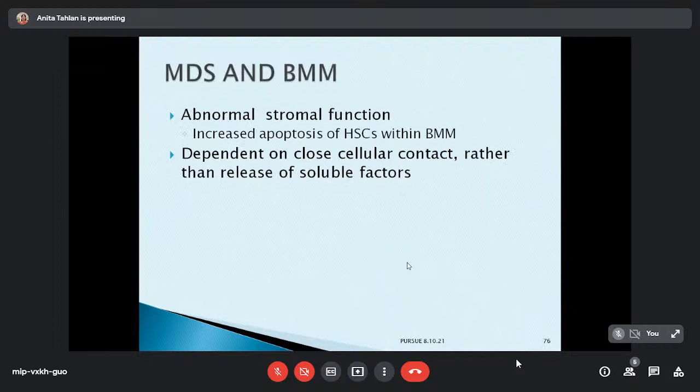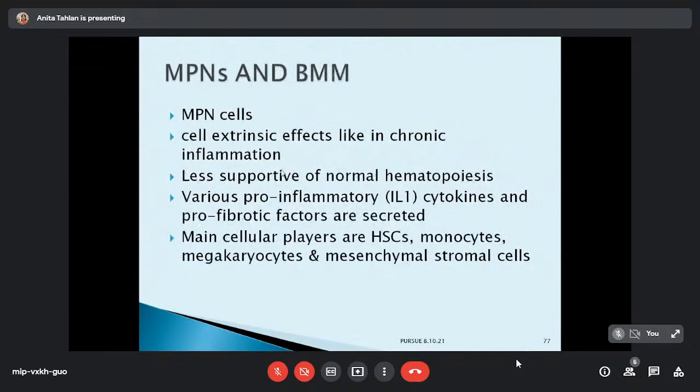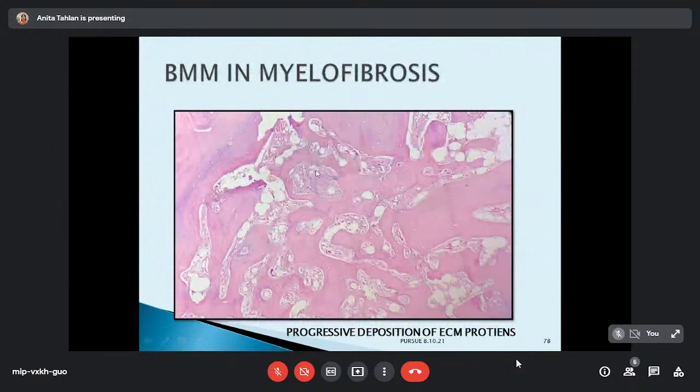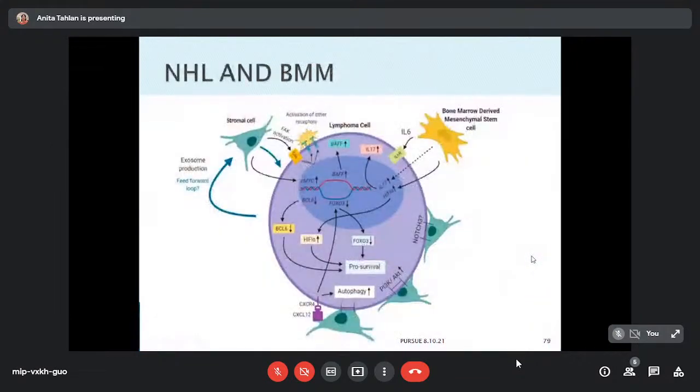In MDS, the increased apoptosis is possibly the most important mechanism, which is dependent on the close cellular contact, whereas in MPN, the cells become less supportive of normal hematopoiesis because of various inflammatory cytokines, pre-fibrotic factors are secreted. So the main players here are different, which are the mesenchymal stromal cells, and all this probably leads to more fibrosis and more extracellular matrix which gets deposited in myeloproliferative disease. What about lymphoid disease?